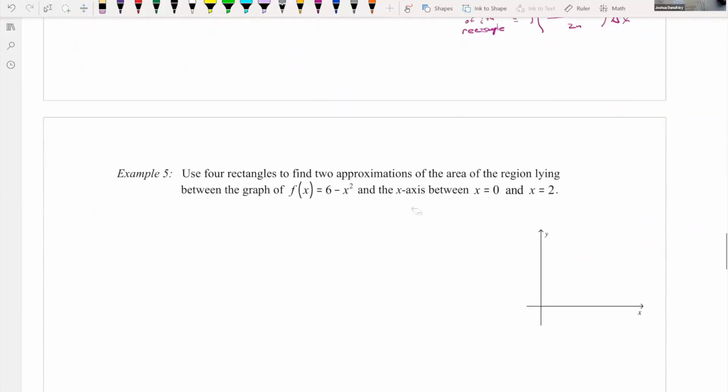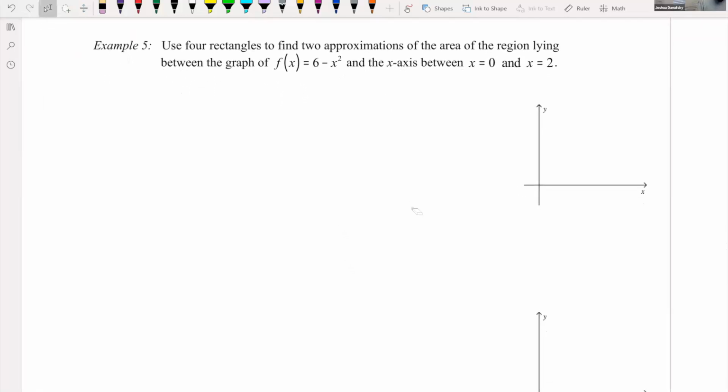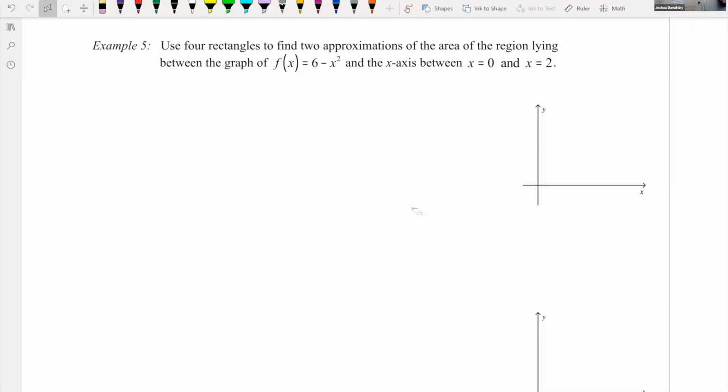So example number 5, they want us to use 4 rectangles to find 2 approximations of the area of the region lying under the graph of f of x equals 6 minus x squared and the x-axis between 0 and 2. So we're going to do right endpoints and left endpoints with 4 rectangles, and that's going to give us our 2 approximations. So I'd like to first go ahead and sketch these, and then we'll start with right endpoints first.